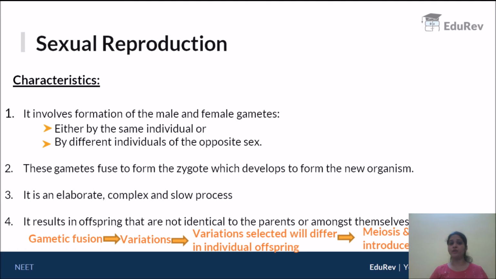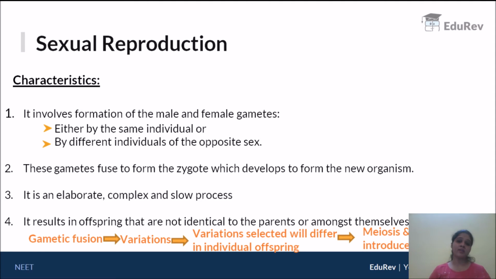For example, in case of humans, one egg is given out every month by the female, but a million sperms are approaching that particular egg. Now it's just a matter of chance, you will understand later why, that one of those sperms will fuse with the egg. So maybe if sperm number one fused with the egg, you would get a certain type of variation, but if sperm number two fused with the egg, you would get a different form of variation. So therefore fusion results in variation.